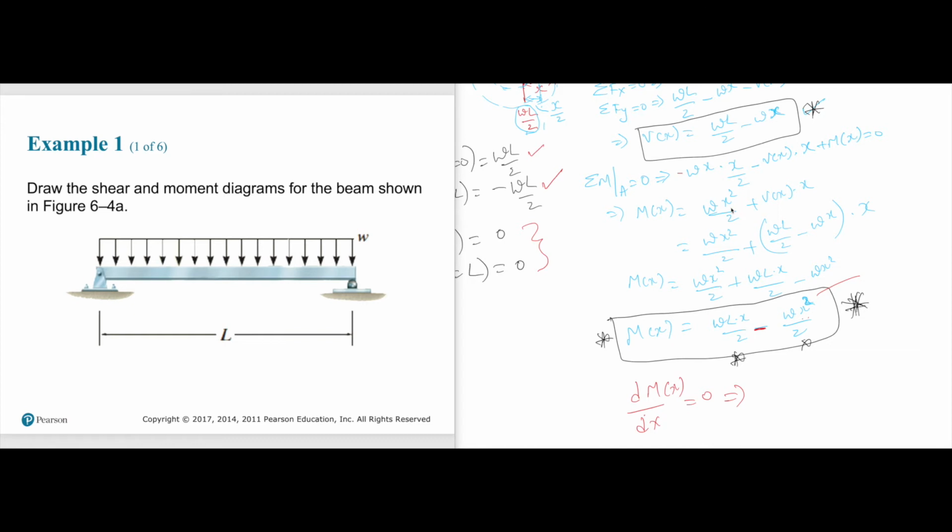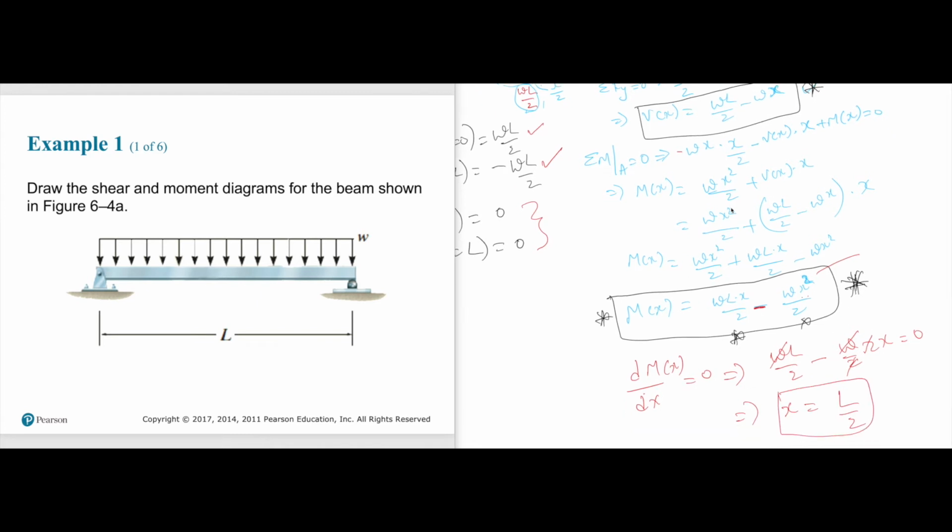when you differentiate this, we get WL over 2 minus W over 2 times 2x equal to 0. 2, so I can cancel out. That implies, by rearranging, I can cancel out W's here. When x equal to L over 2, moment is going to be the maximum. So plug in x equal to L over 2 into this equation.